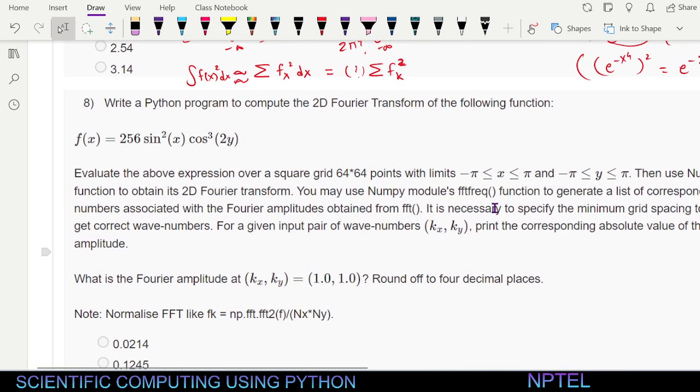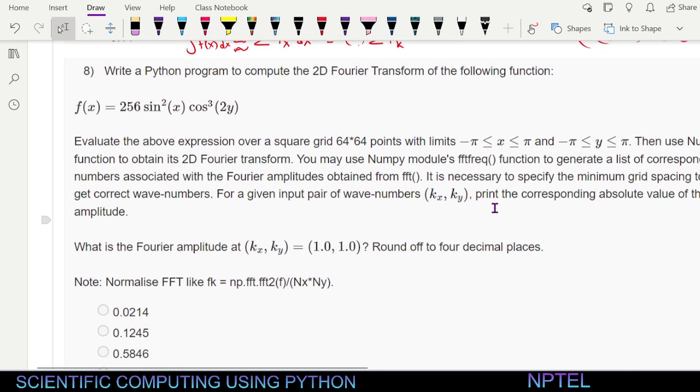Again, this is Python code, and basically you are given a function which is a function of just x. If you look at the left hand side, which is not true, it's a function of y as well, and it has two terms, sin square x and cos cube 2y, and we have to basically decompose it, get the Fourier transform, and look at the amplitudes at kx and ky equal to 1 and 1. So this we can do analytically as well.